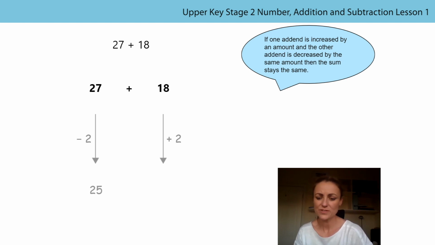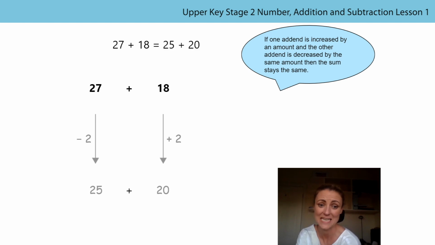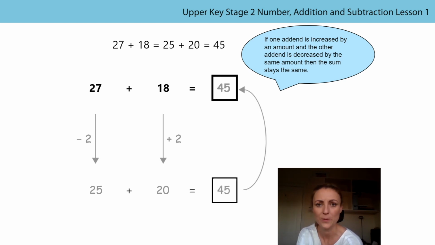And it's much friendlier to work with those numbers 25 and 20. It's easier to add a multiple of 10 onto a 2-digit number than it is to add 18 on, but all the way through I have conserved the sum. My sum is still 45.